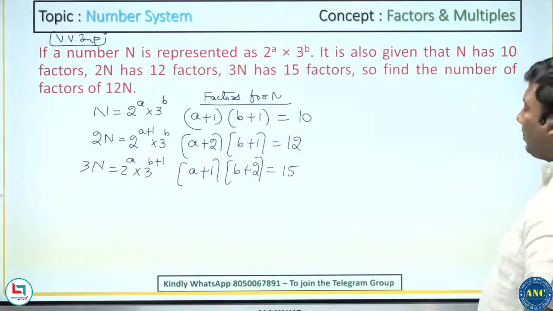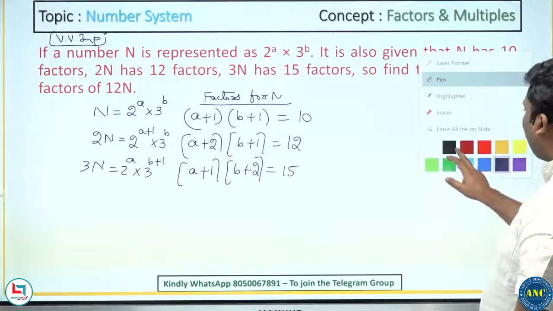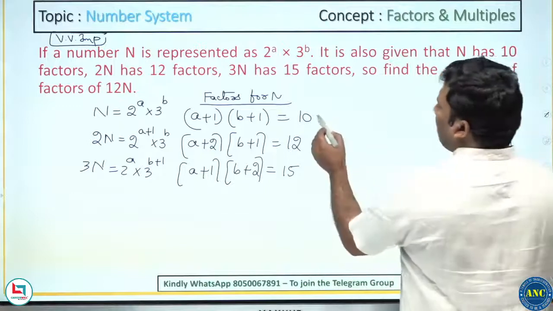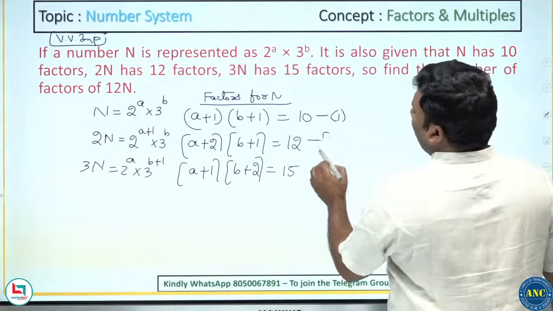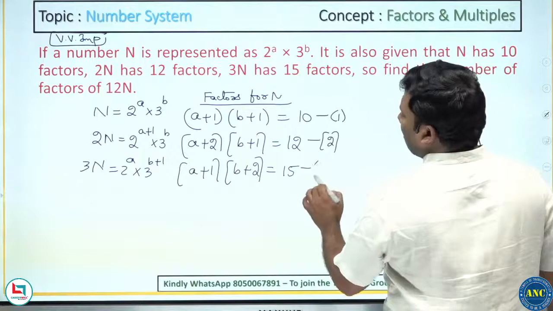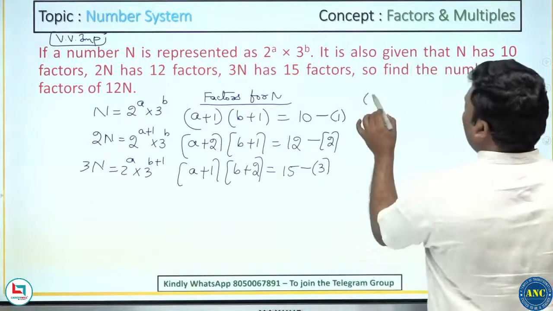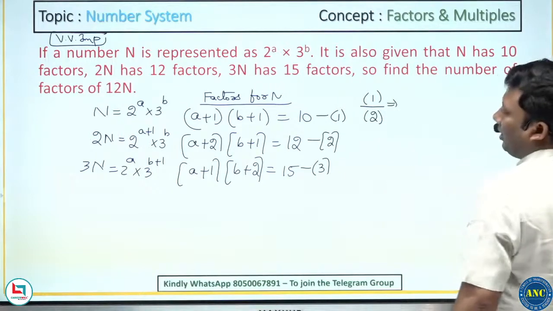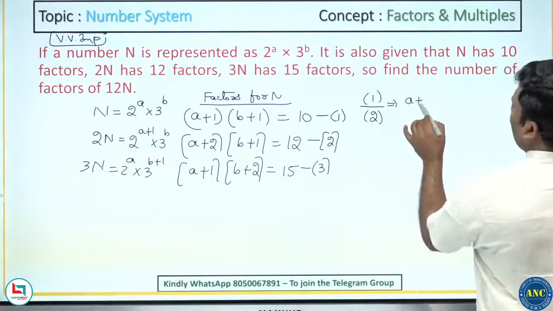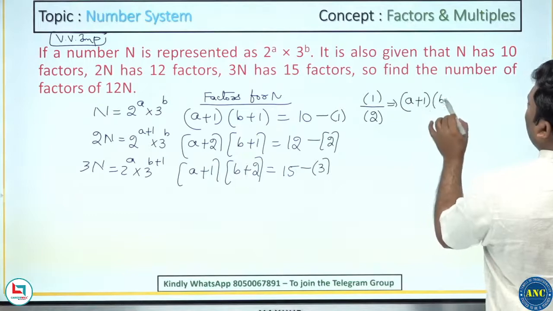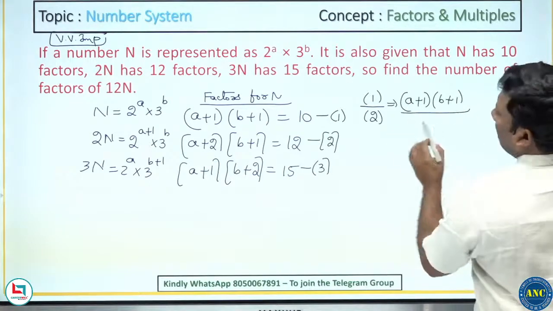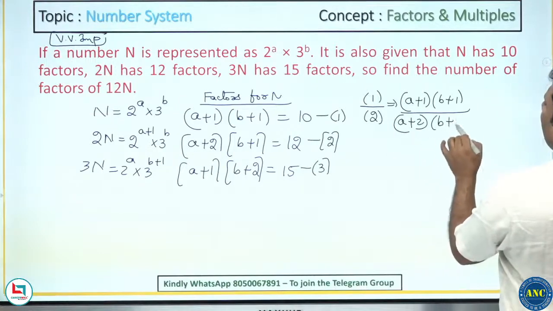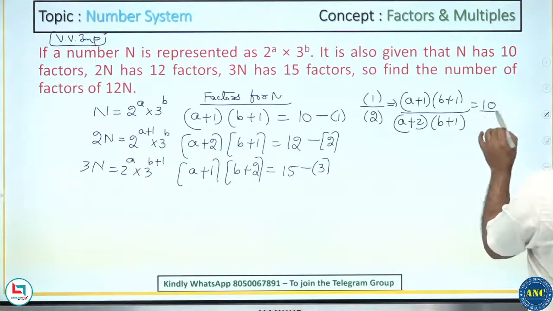Find the number of factors for 12n. How to find out the values of a and b? This is for n, this is for 2n, this is for 3n. Divide 1 with 2. Let me see what is happening. If I divide 1 with 2, (a plus 1) into (b plus 1) divided by (a plus 2) into (b plus 1) equals 10 by 12.